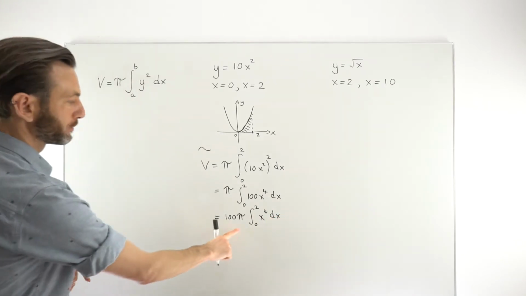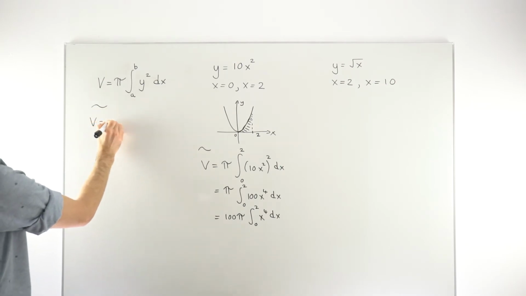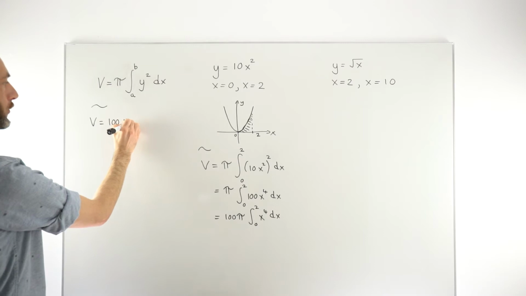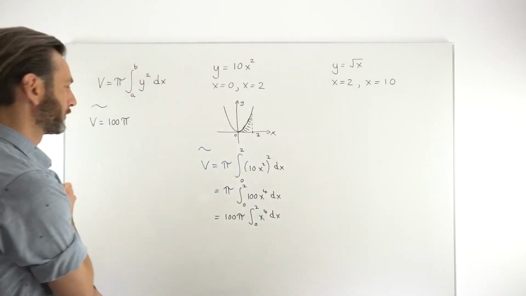Okay, so I might actually just pull this one over here to make some space. So that volume is then going to be 100 pi. You'll quite often end up with some number times pi in front of your integral. That's fairly common in these.